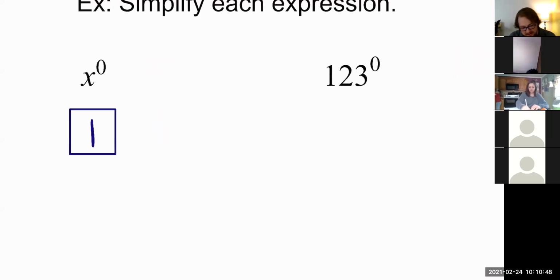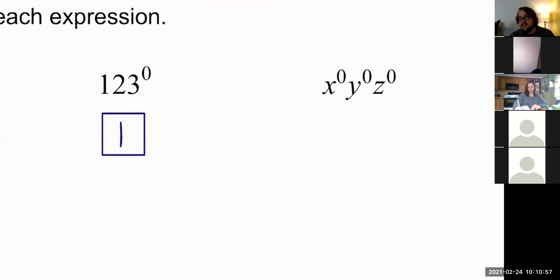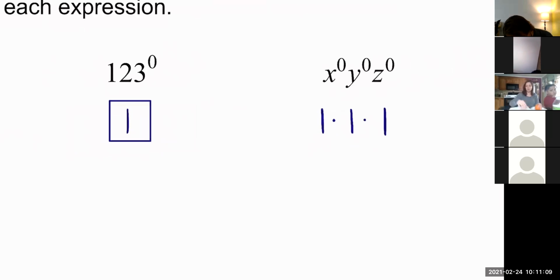123 to the power of 0 is 1. X to the power of 0 is 1, times y to the power of 0, which is 1, times z to the power of 0, which is 1. 1 times 1 times 1 is 1.